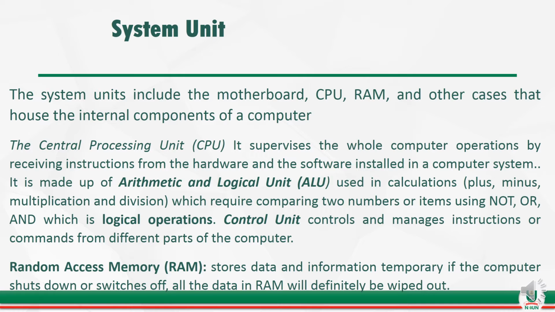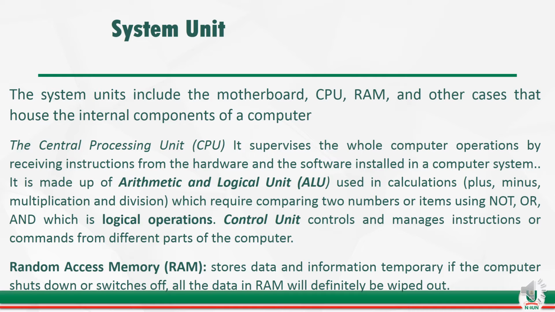The central processing unit supervises the whole operations in the computer through receiving instructions from the hardware and the software which is stored in the computer system. It is also made of the arithmetic and logical unit, which is used in calculations like plus, minus, multiplication, and division. It also compares two numbers or items using not, or, and, which are the logical operations, while the control unit controls and manages the instructions or commands from different parts of the computer.